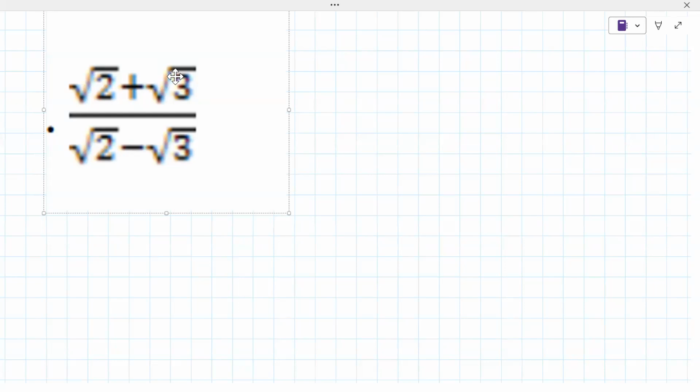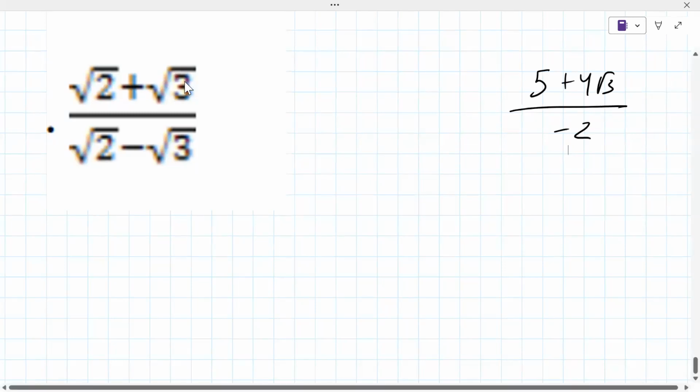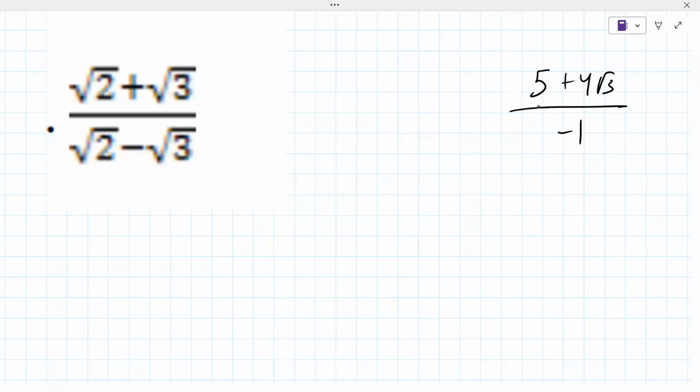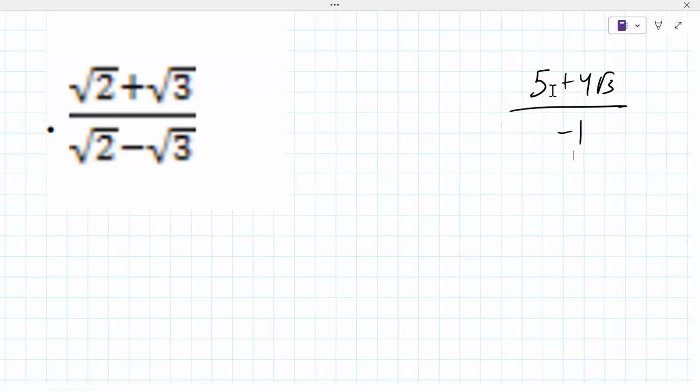Five plus 4√3 over -2. Like this. I mean, sorry, -1. Okay. So you for sure can't leave it like this. What I mean by that is you can divide each of these by that. It'd be -5 minus 4√3. Good, very good.